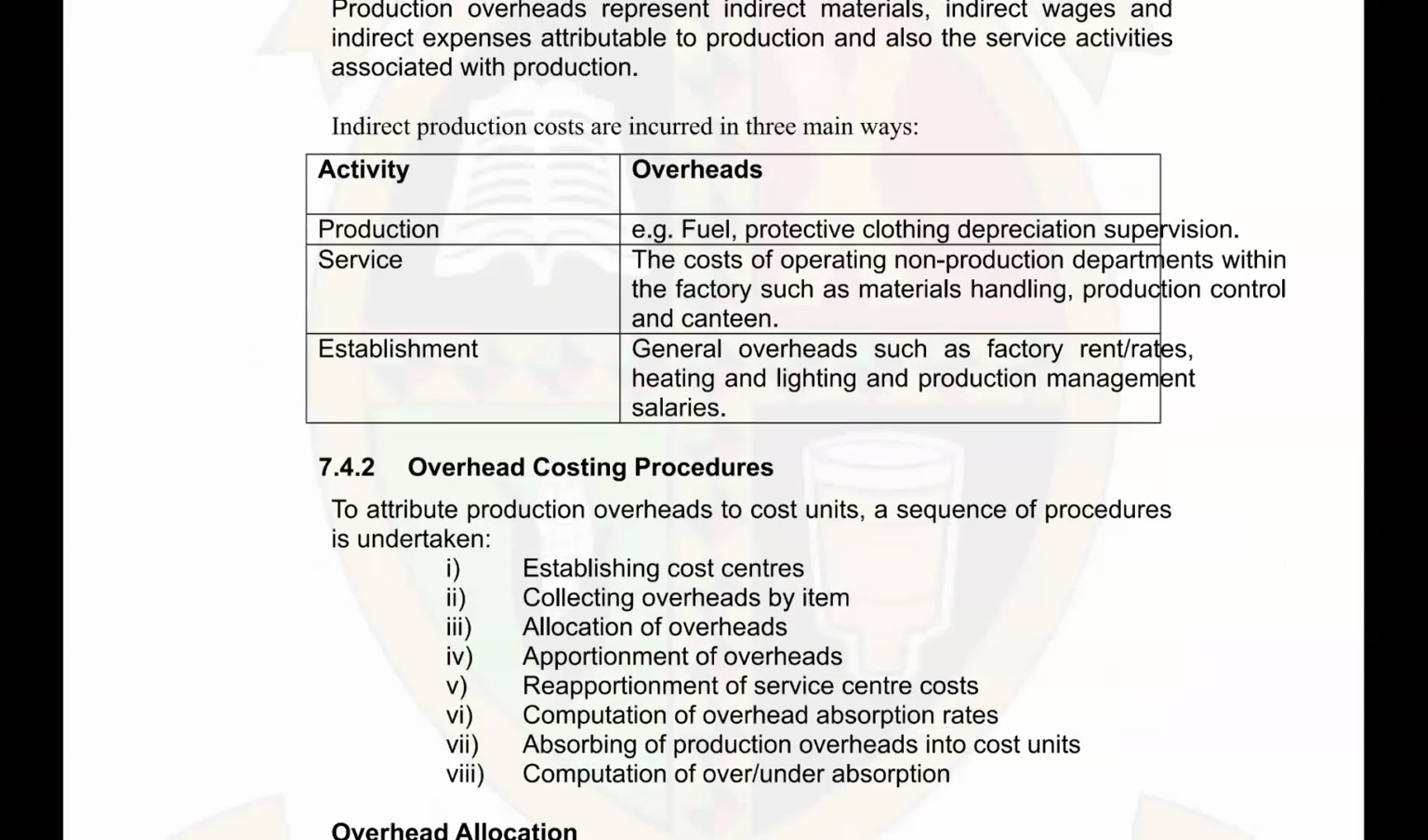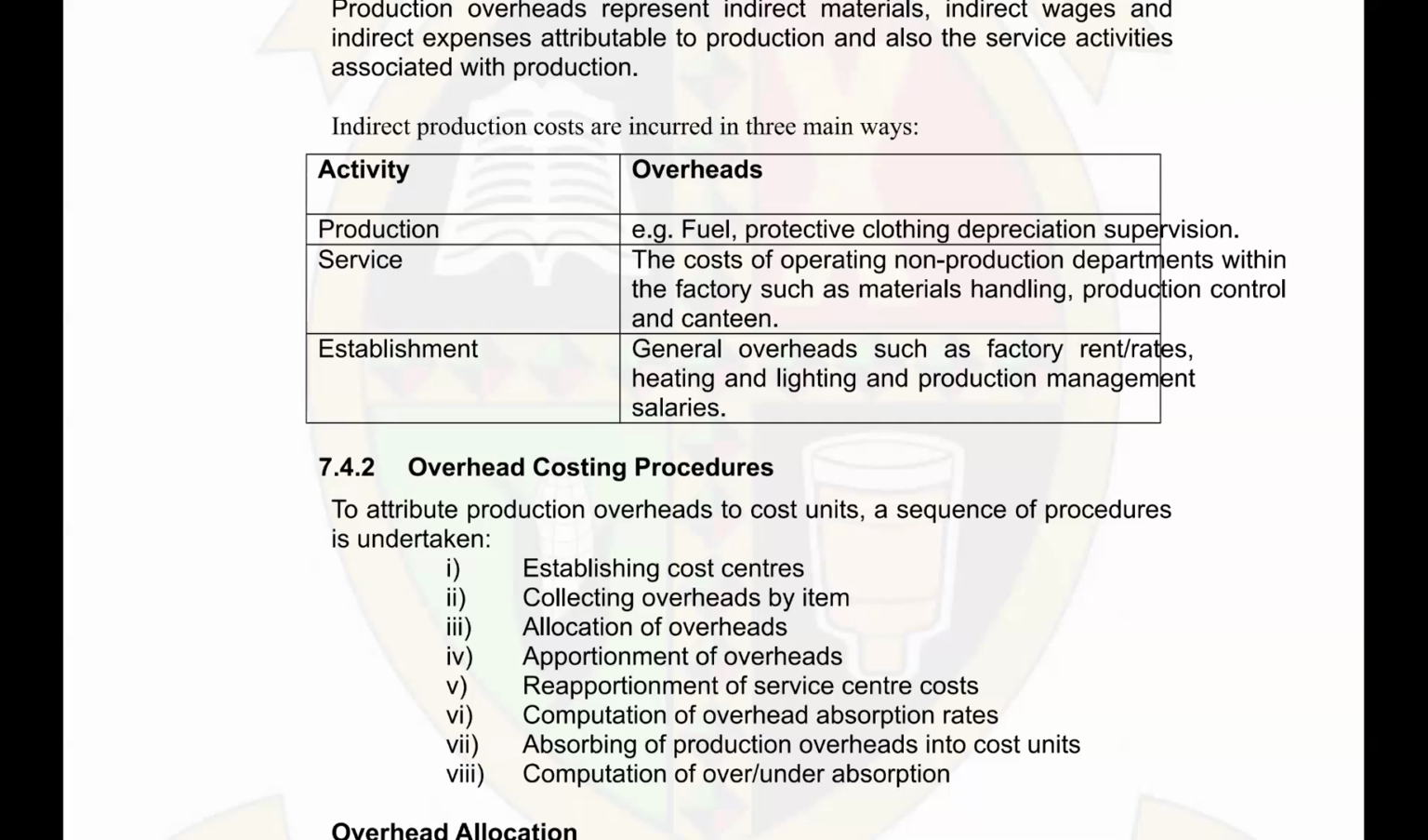For example, in production, what are examples of overheads? You could have fuel that is used in production, the cost that you incur on fuel, protective clothing, depreciation costs that take place in the production, and supervision of the people that work in the factory. All those are examples, but not really limited to these. There are many more other examples.